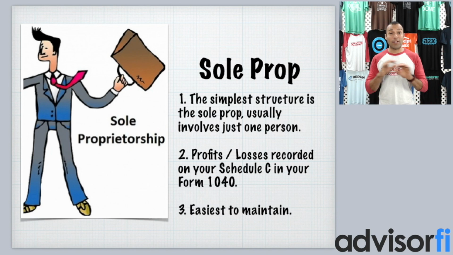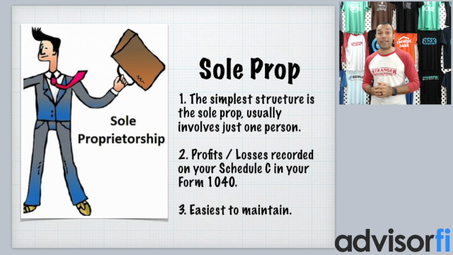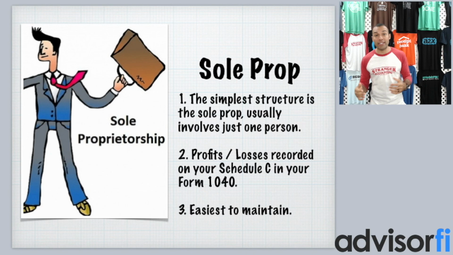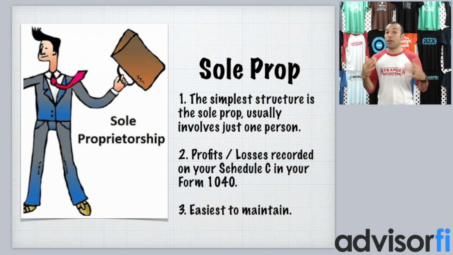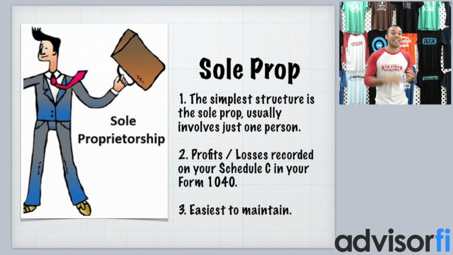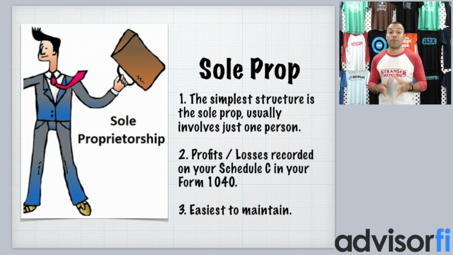Number 3, it's extremely easy to maintain. Well, the reason why it's easy to maintain is you really don't have to do anything to form it. You don't have to do anything annually to keep it going. You just keep going. And if you want to stop your sole proprietorship activity, then you just stop, and that's the end of it. And so it really just comes down to simplicity, easy to maintain, and a lot of the profits and losses that you get from it flow down into your personal tax return, which means you get an immediate result of that business activity.